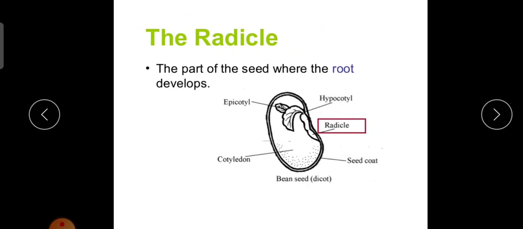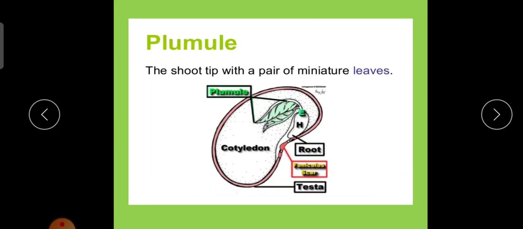The radicle, already discussed, is the part of the seed where the root develops. Root develops from the radicle of the seed. The root which develops from the radicle of the seed is known as the taproot. The root which arises from any other part of the plant is known as the fibrous root. Plumule is the part of a seed from which the shoot arises, and from the shoot, stem, leaves and branches arise.